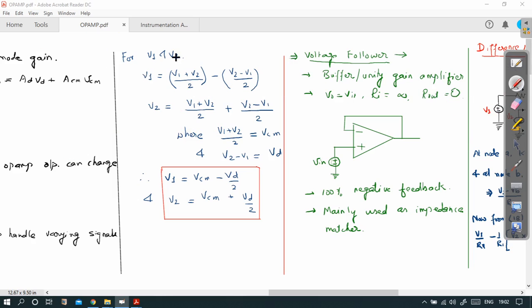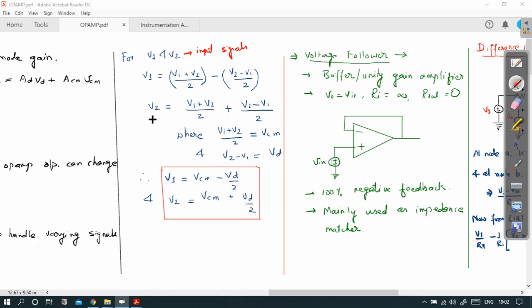Okay, we can write, if V1 and V2 are the input signals, then V1 = (V1 + V2)/2 - (V2 - V1)/2. When you solve this, you will actually get V1. Similarly, we can write V2 = (V1 + V2)/2 + (V2 - V1)/2. When you simplify this, you will get V2.